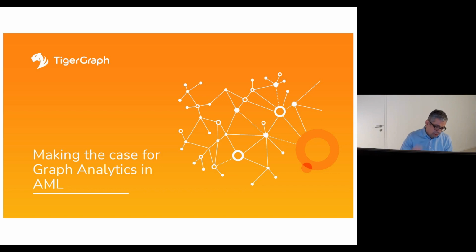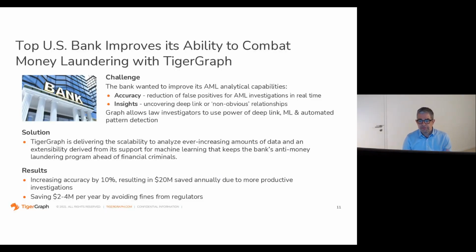Okay, after that short introduction into graph analytics, let's try to make the case for graph analytics, especially when it comes to anti-money laundering. Just an example: one of the top 5 US banks decided for 2 reasons to use TigerGraph for their advanced analytics AML platform. They wanted to reduce the percentage of false positives in their AML investigations in real time. And they also had a need to uncover these deep link or non-obvious relationships.